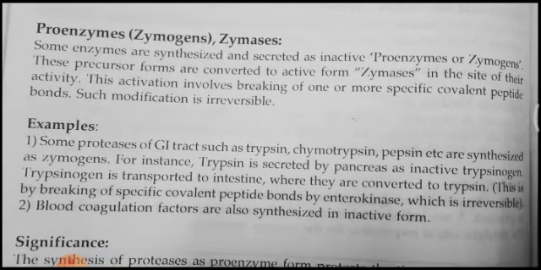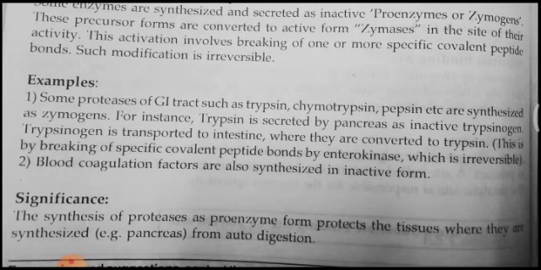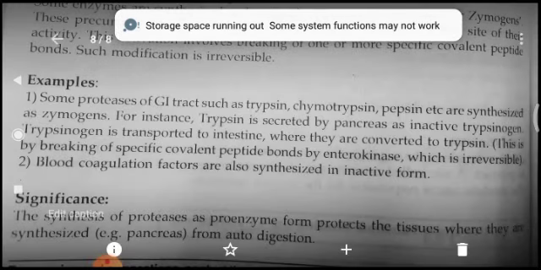Some enzymes are synthesized and secreted as inactive forms, that is proenzymes or zymogens. These precursor forms are converted to active form by zymases at the site of their activity. This activation involves breaking of one or more specific covalent peptide bonds. Such modification is irreversible. They are inactive because at that time it is not required. When it is required, it will get activated. Who is going to make this inactive to active? It is converted to active form by zymases at the site of activity, through breakdown of certain peptide bonds.